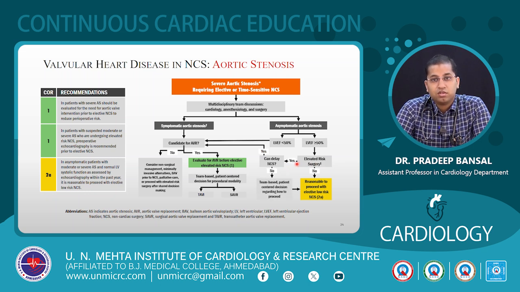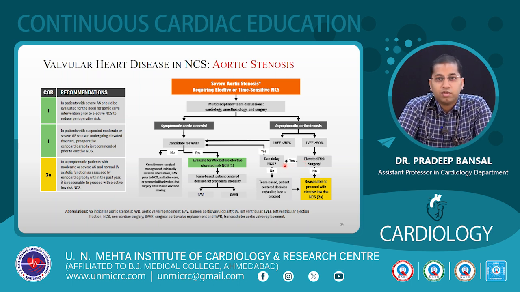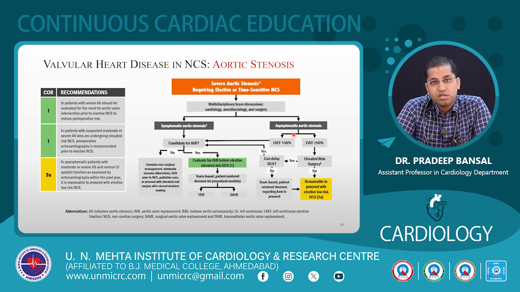If we plan to delay the non-cardiac surgery, then we go to AVR. But if we cannot delay the non-cardiac surgery, then there is also a team-based discussion regarding how to proceed. But if there is severe asymptomatic AS with ejection fraction more than 50% and low risk surgery, then it is reasonable to proceed with elective low risk non-cardiac surgery.